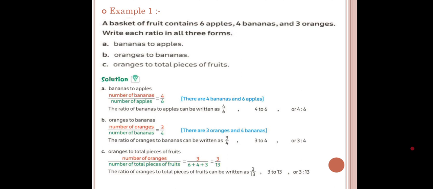Question B: oranges to bananas. The number of oranges is 3 and the number of bananas is 4. So 3 to 4, or 3 over 4, or 3 : 4. Question C: oranges to the total pieces of fruit. The number of oranges is 3 and the total number of fruits is 6 plus 4 is 10, plus 3 is 13. So 3 over 13, or 3 to 13, or 3 : 13.